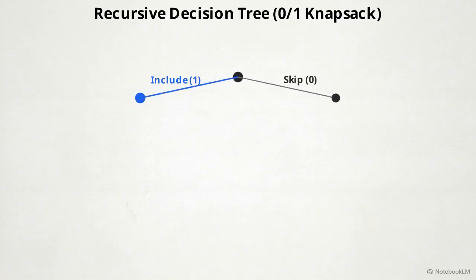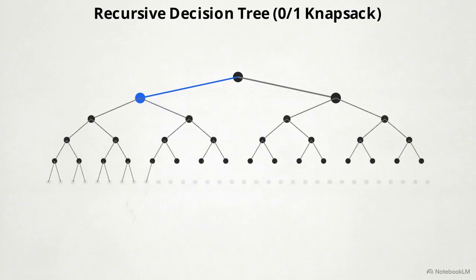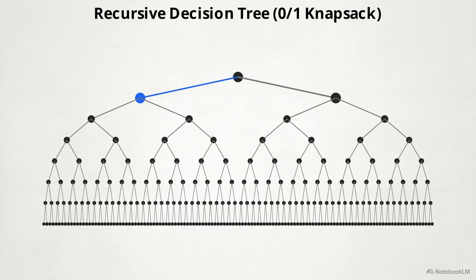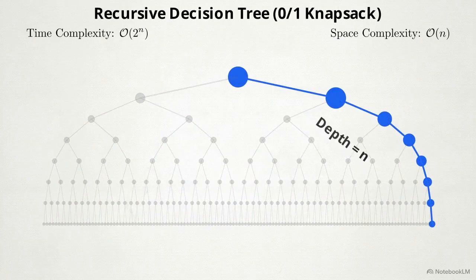To find the absolute maximum value we can carry, we can build a baseline recursive algorithm. For every single item in the list, the program makes a binary choice: branch left to include the item or branch right to skip it. This tree doubles in size with every new item added to the list, creating a time complexity of big O of 2 to the power of n, while keeping a space complexity of big O of n.